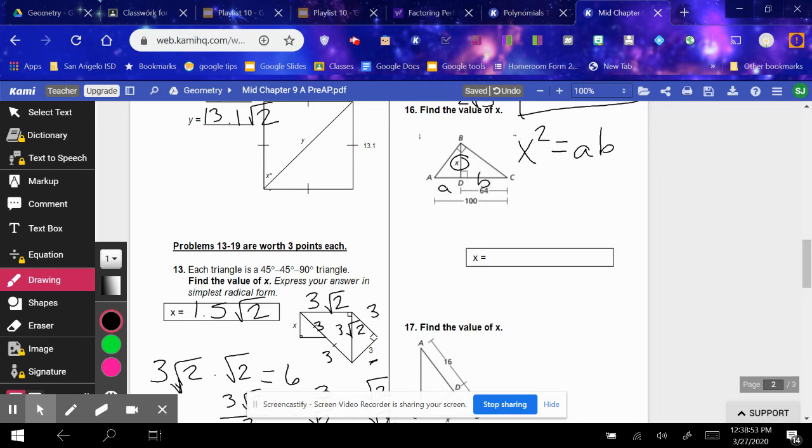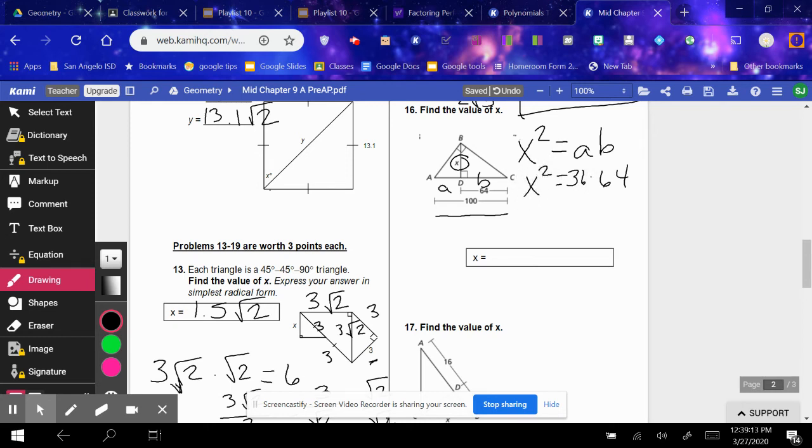So we know b is 64. But a, we're not given that length. We are given the big length of 100. So to find that little length, we take 100 minus 64 is 36, is a.